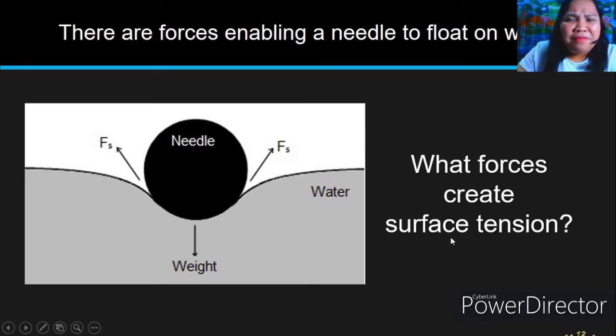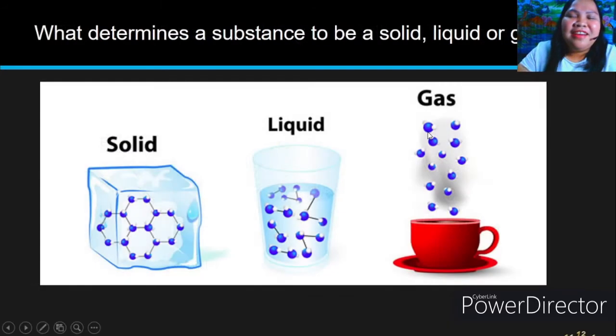But what forces create surface tension? What forces create surface tension? I have here another question for you. What determines a substance to be a solid, a liquid, or a gas? We know the different states of matter, but what dictates them to behave in such way?